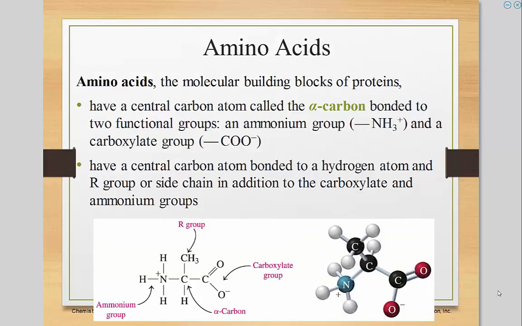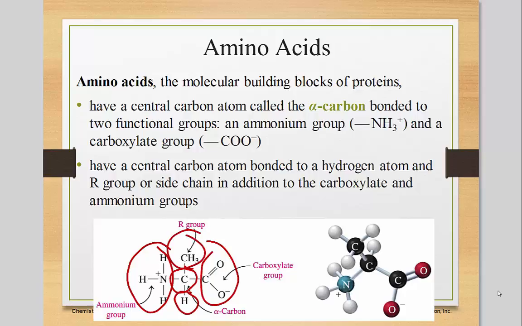Amino acids are the molecular building blocks of the proteins. They have a central carbon atom called the alpha carbon, bonded to two functional groups, the amino group and the carboxylate group. They also have the central carbon bonded to a hydrogen atom and an R group. Notice that we have four different things coming off of the carbon. We talked about this in previous tutorials. This is what we call a chiral carbon or a chiral compound, and they're stereoisomers.